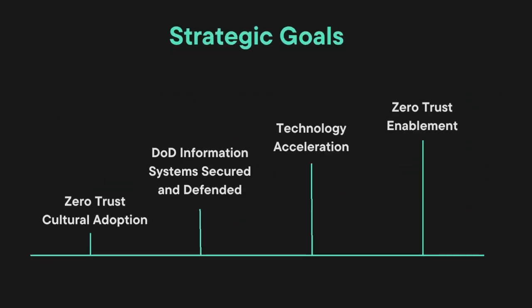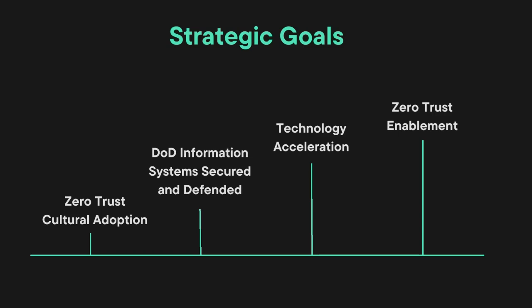Now, the four strategic goals of DoD's framework. We can break them out into zero trust cultural adoption, where we need to ensure that all the DoD personnel, all the staff members, all the employees, know, understand, commit to, and are trained to embrace zero trust throughout the organization. This has to be the first basic step, which I just mentioned before: having the zero trust mindset.